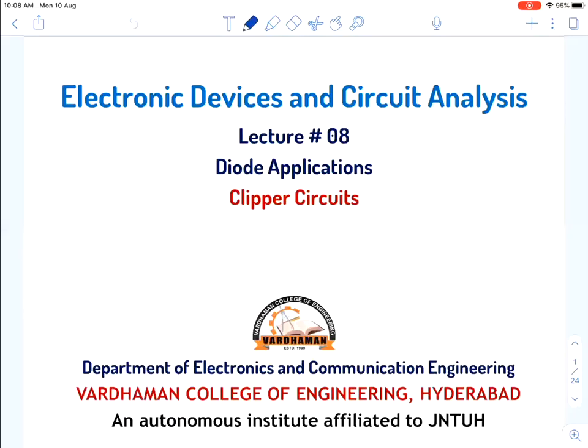So in this class, we will see another application of the diode: clipper circuits. What is a clipper and how do we construct the circuits using diodes? And what are the different types of clipper circuits? All those things we will see today.